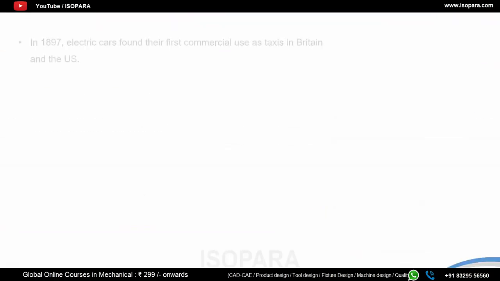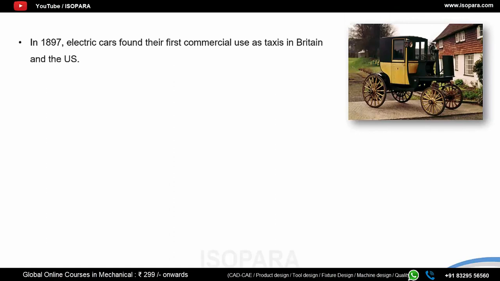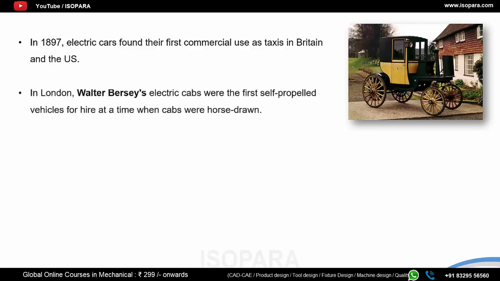Okay, then in the late 19th century, that was around 1897, Walter Bersey designed many electric cabs or taxis, which were to be used as a means of public transport by the common people. And because of the very unique buzzing sound that these electric taxis made, they were nicknamed hummingbirds. So basically, from the 1890s to the early 1900s, electric cars were very popular. Everyone was a huge fan of these cute little wagons named hummingbirds.